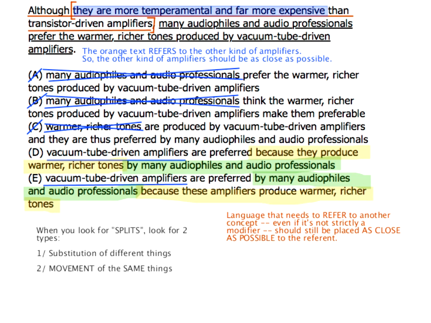So preferred blah, blah, blah by many audiophiles and audio professionals. There's no reason to split that up. Versus in E, it's not split up. Preferred and by many audiophiles and audio pros are directly next to each other. So the placement in E is better.